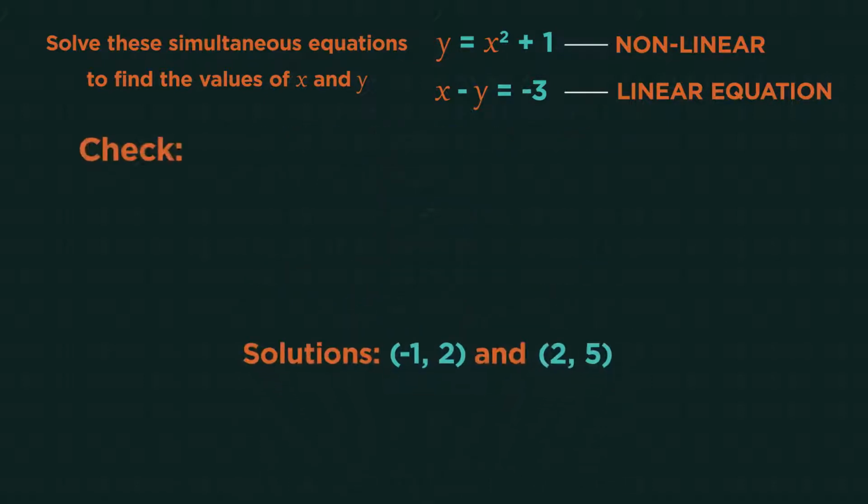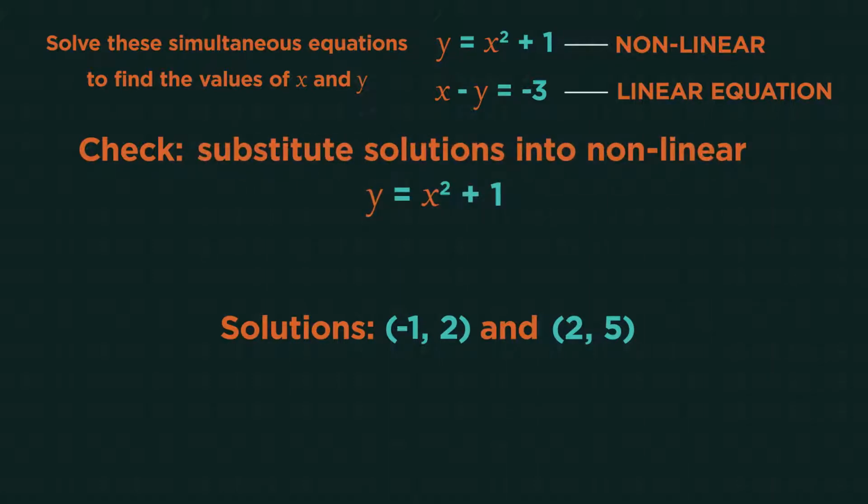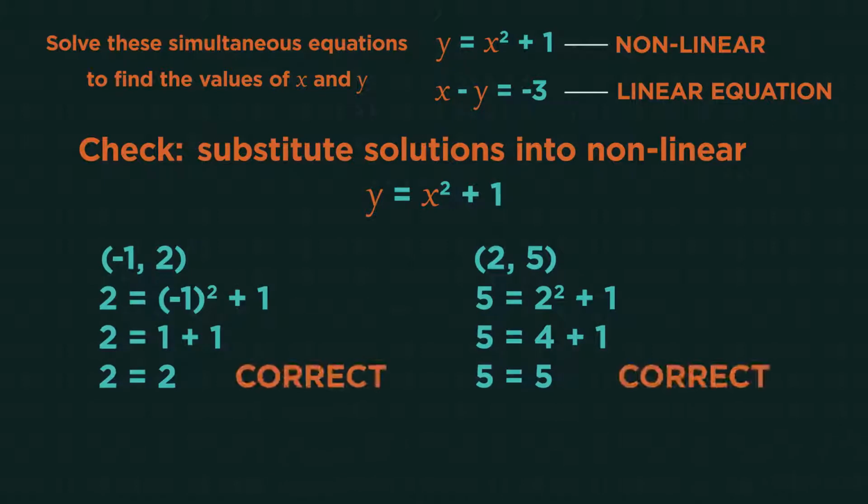As always with maths, we should double check our answers. Substitute the solutions -1, 2 and 2, 5 into the non-linear equation. For -1, 2, 2 equals -1 squared plus 1. 2 equals 2, which is correct. And the same for 2, 5.